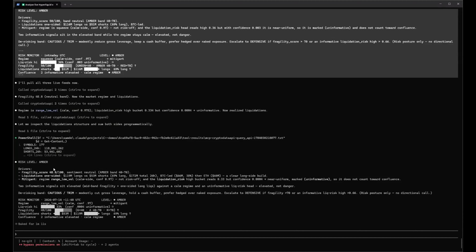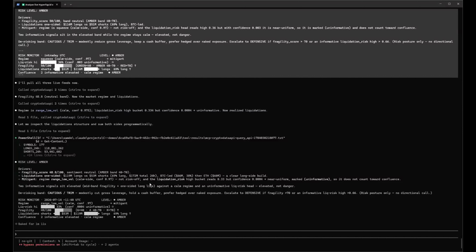We can see from the data returned from the API that the risk level is currently amber with a fragility score of 48.8 out of 100. So this is a sentiment-neutral score and in the amber band of 40 to 70. We can see the liquidations are one-sided, so 119 million longs versus 53 million shorts. So that's 69% on the long side of liquidations. We can also see that the current regime is a range of low volatility, and we can see that that's a confidence of 97%.